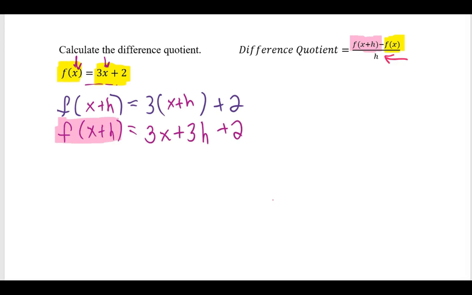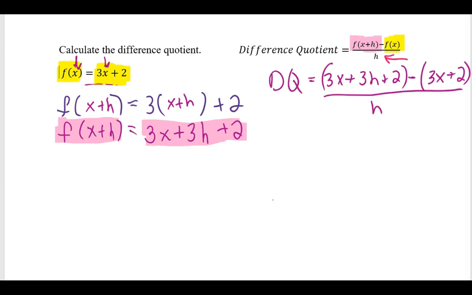So now I'm going to replace f at x plus h with 3x plus 3h plus 2. Okay? So let's do that. So I did it. I used my f of x plus h, and then I use my f at x. Okay? And I just write h. You're always going to write h there. Okay?